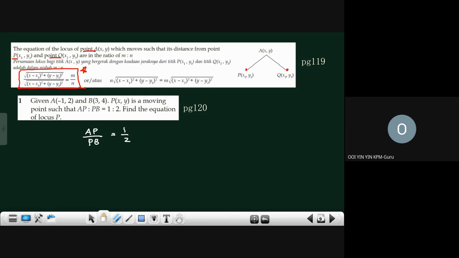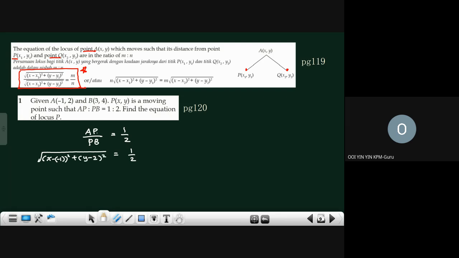So now this 1 to 2, you keep the same here, but your AP here is from your point A to your point P. So square root of your x minus your x1, which is negative 1, squared, and then plus your y minus 2, squared.